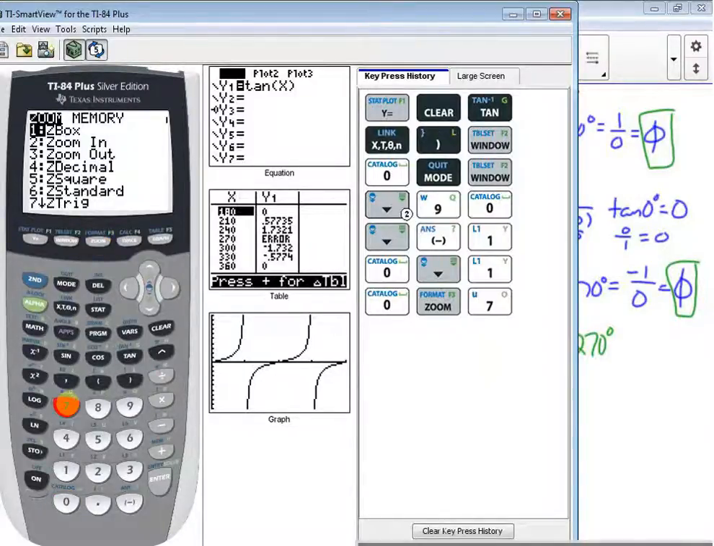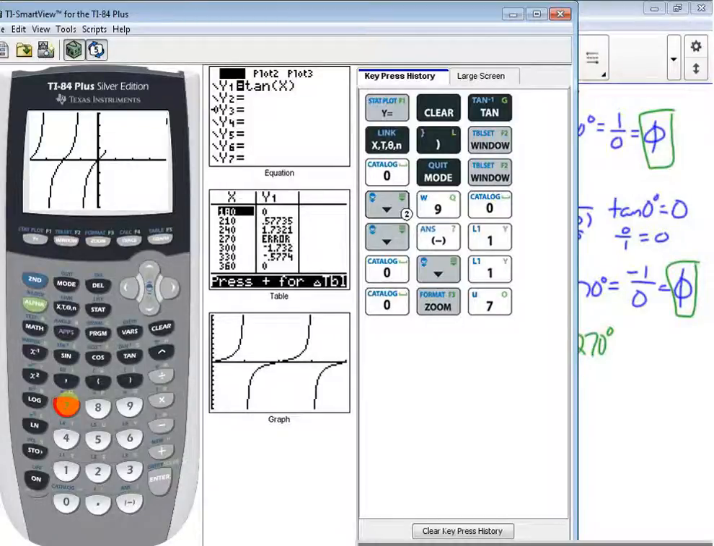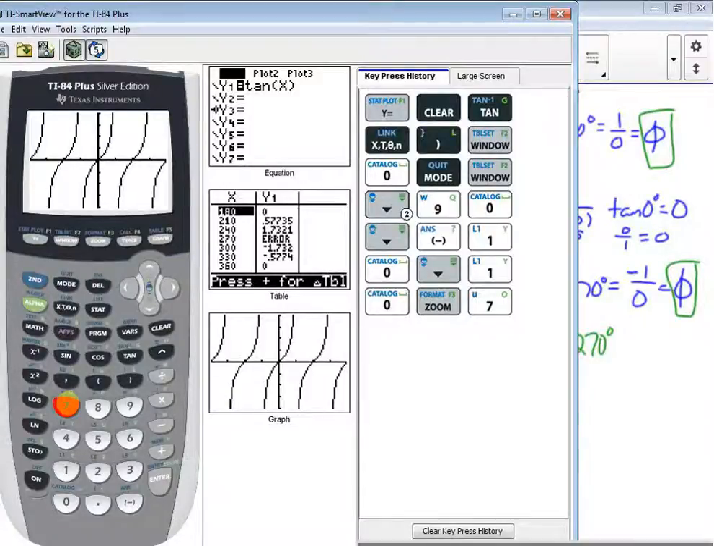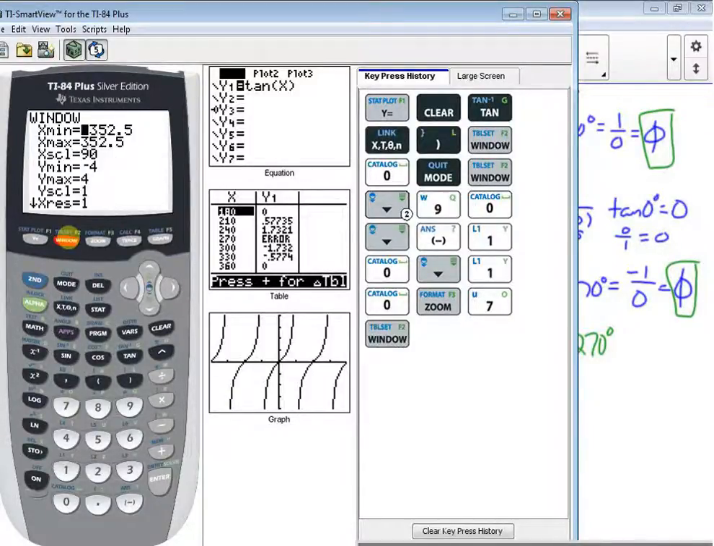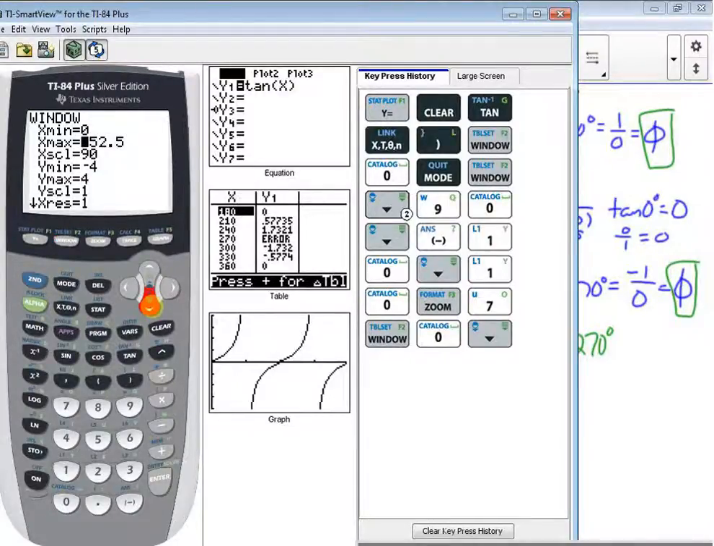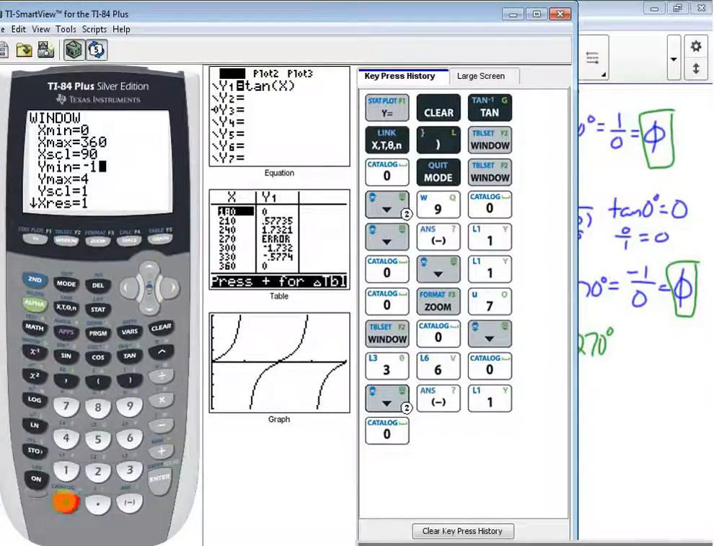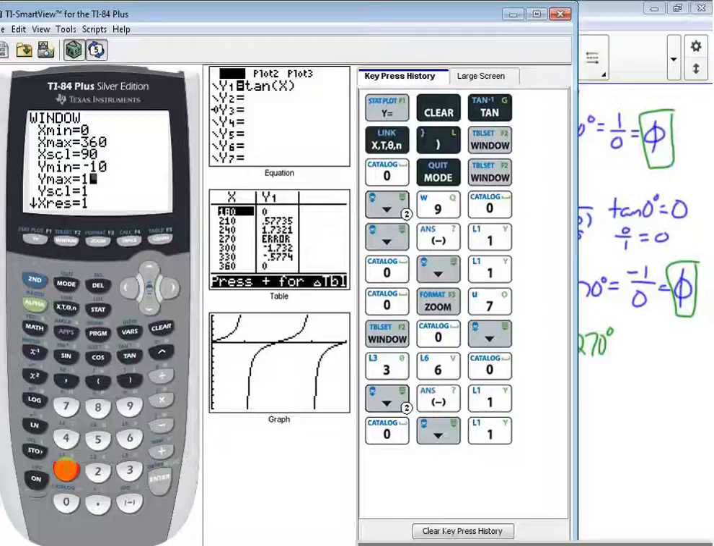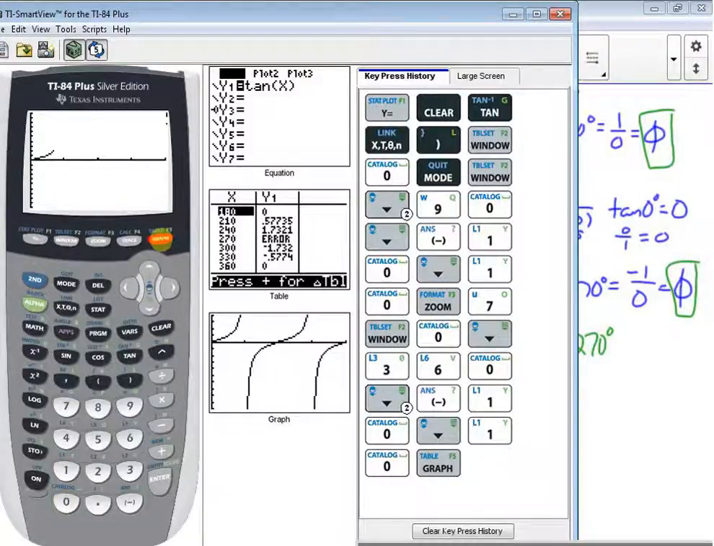But when you do that, if you go to your window now, it goes not from -360 to 360. So you kind of have to adjust some stuff. Anyway, so that's why I set up the window to begin with. And it takes it to -4. Let's try -10, like I had, and then just hit graph. And that's what we're trying to get.